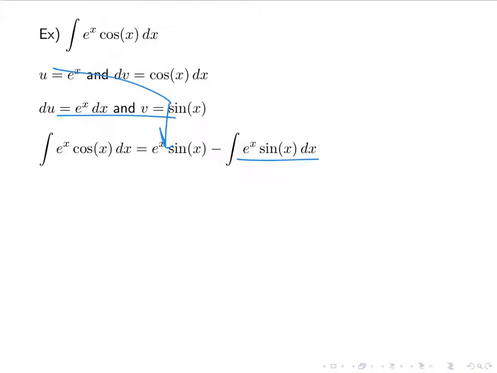Notice that my integral of v du is not any easier to integrate. I don't know how to do e to the x sine x, but it is very similar to my original guy. I had e to the x, e to the x. I had cosine x, now I have sine x. So the fact that they're similar means that I'm on the right track, and it means that I'm going to have to do by parts twice.